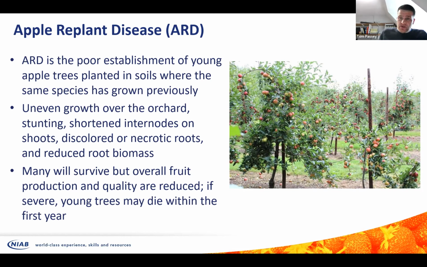Most of the trees will survive, but as I say, you have this reduction in yield, that can be 2 to 3 years later in producing fruit to start with, and then can be 50 to 60% less yield. Also, when severe, the young trees can just die and never get to yielding anyway.